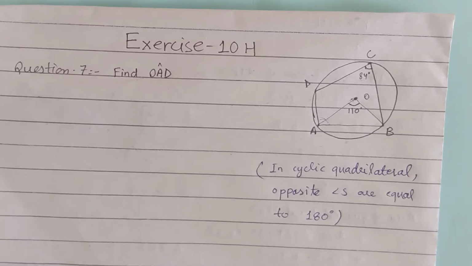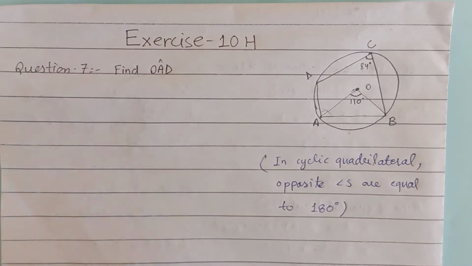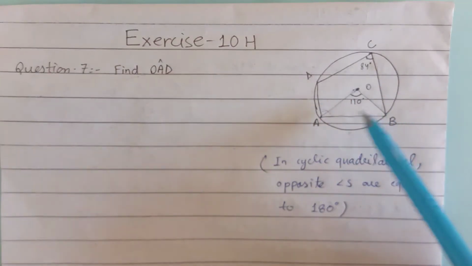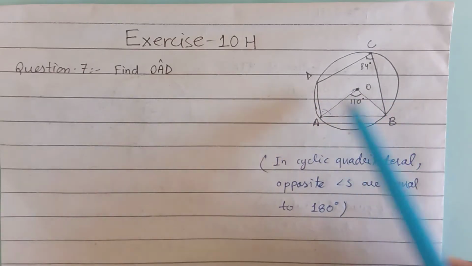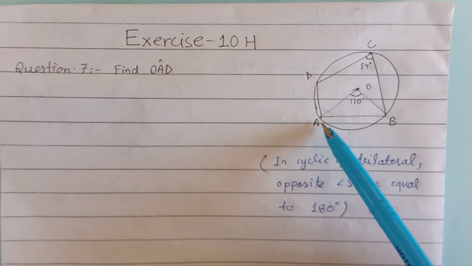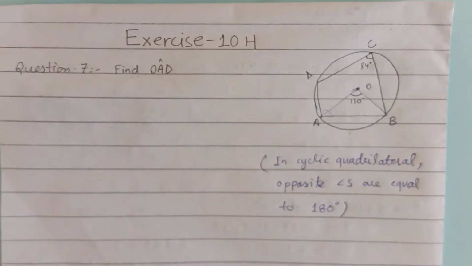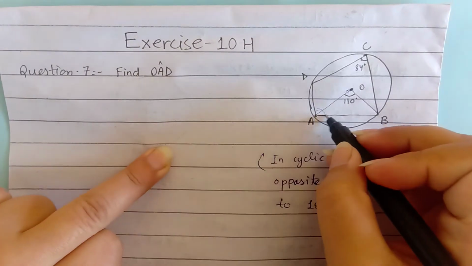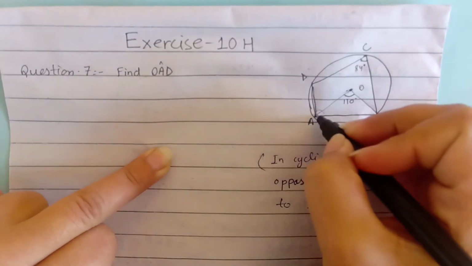We are starting question number 7 of exercise 10H. As you can see in this circle, we have a triangle OAB, which is an isosceles triangle, and then a quadrilateral ABCD. I'm going to highlight it one more time so that you can recognize it. This is the quadrilateral with 4 sides.